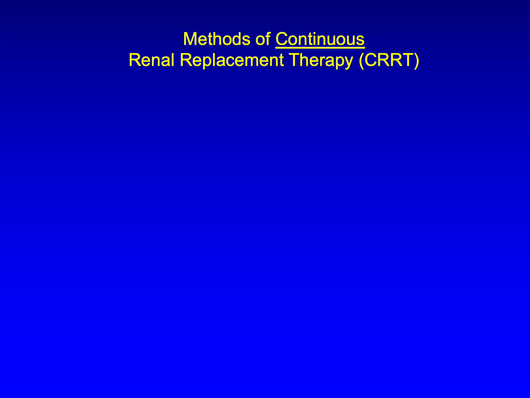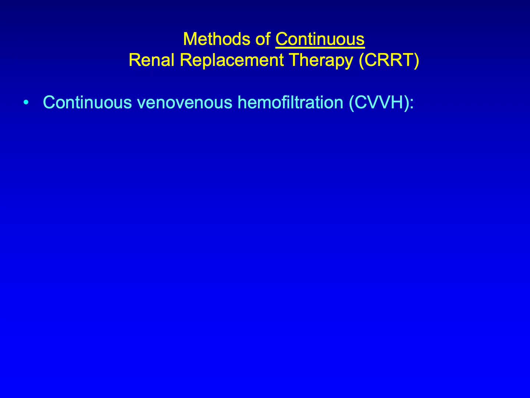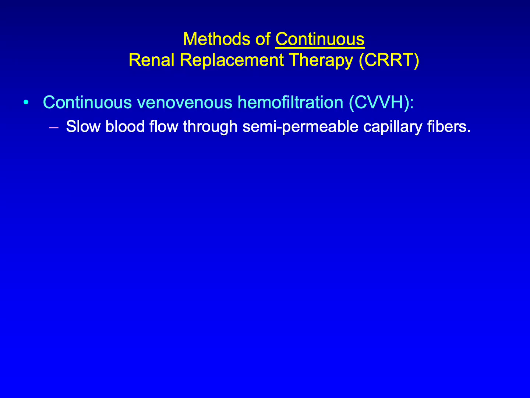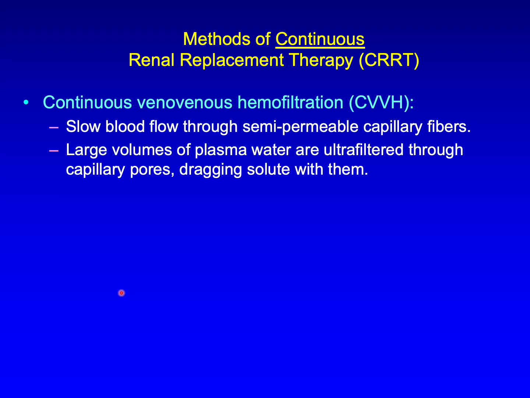brief description of each. In continuous veno-venous hemofiltration, or CVVH, venous blood is circulated at a slow rate through a hemofilter consisting of thousands of semi-permeable capillaries, just like a dialyzer but smaller. Negative external pressure can be used to create a gradient across the capillary membrane that allows large volumes of plasma to be ultrafiltered and removed, dragging solute with them.